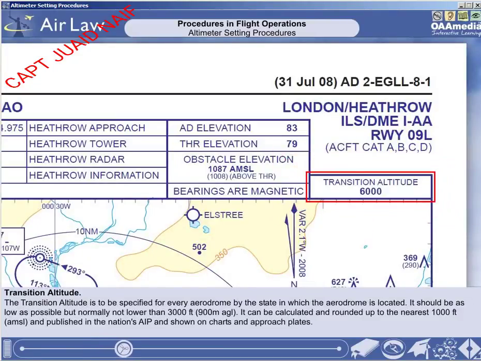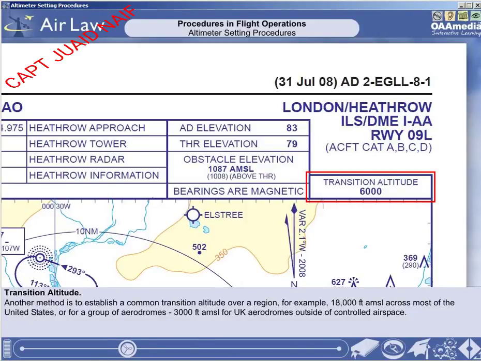The transition altitude is to be specified for every aerodrome by the state in which the aerodrome is located, and shall be as low as possible, but normally not lower than 3,000 feet. Transition altitude will be calculated and rounded up to the nearest 1,000 feet, and published in the nation's AIP and shown on charts and approach plates.